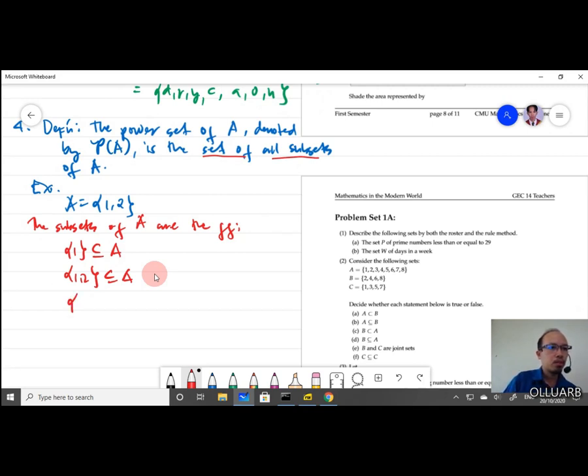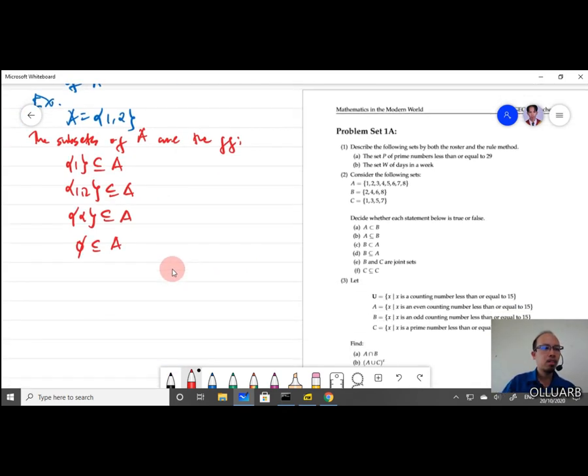2 also is a subset of A, and we know that the empty set is a subset of any set. Okay, so therefore P of A is these sets here. First you have to put the empty set, and then the set containing 1, and the set containing 2, and then the set A.